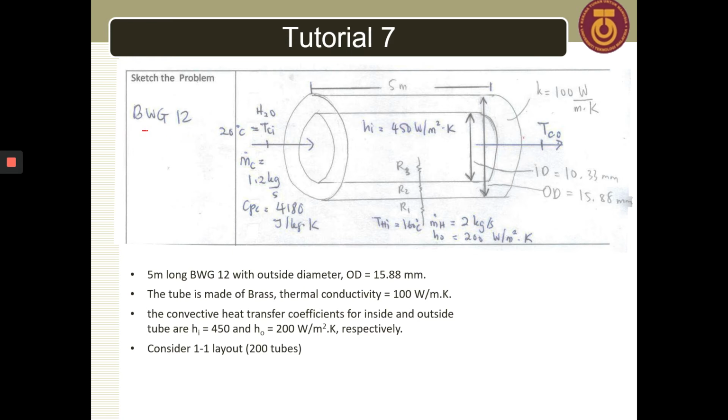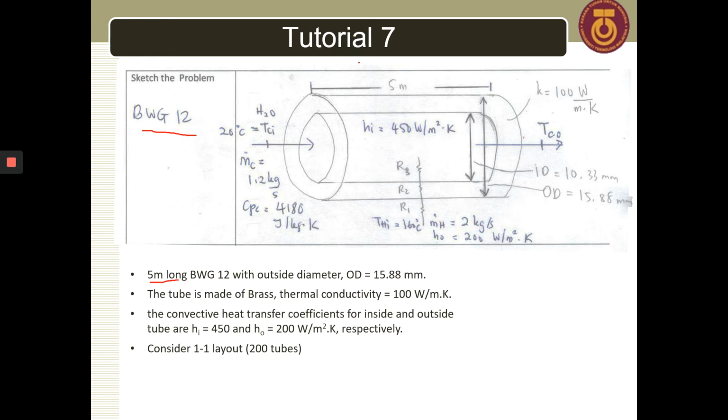From here, this is the sketch for BWG12. Inside is the tube. I draw this not for 200 tubes, of course, only for one tube. And I don't draw the shell here because I don't need it to illustrate; otherwise I would need to draw 200 tubes in one shell. This is the information from the previous question from tutorial 7. It is 5 meters long.